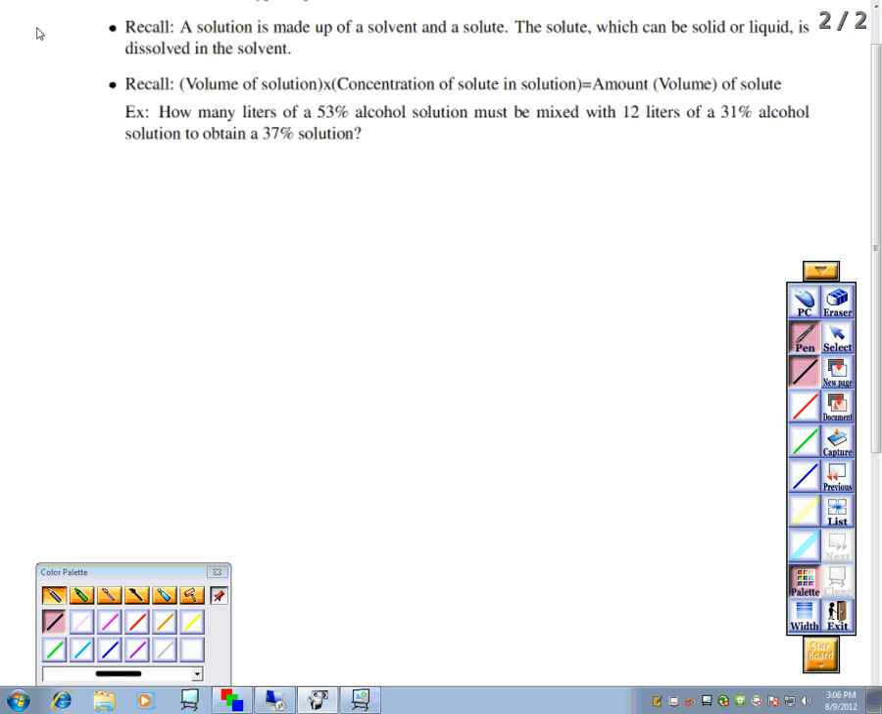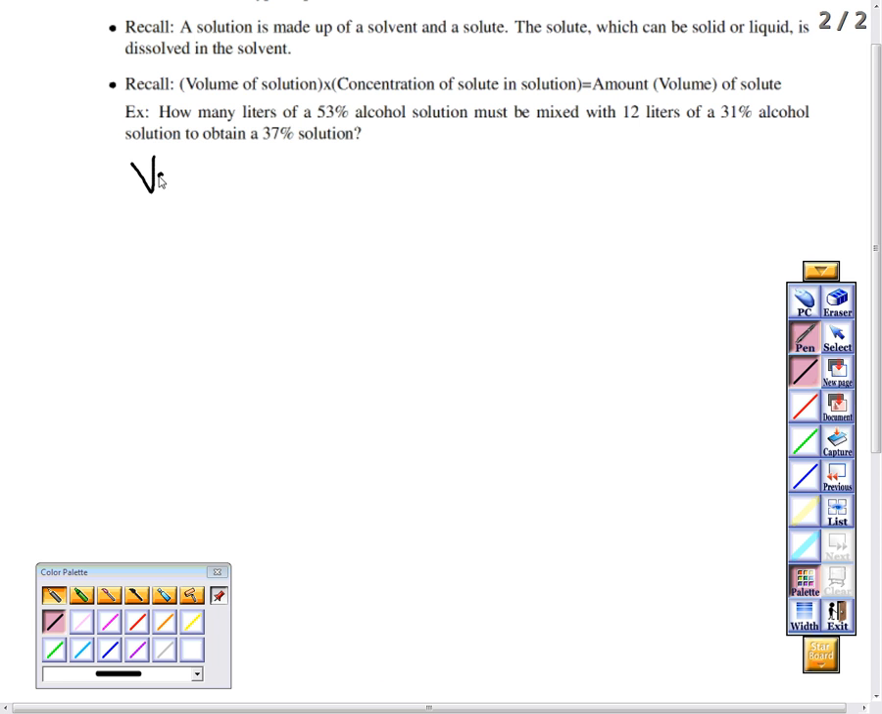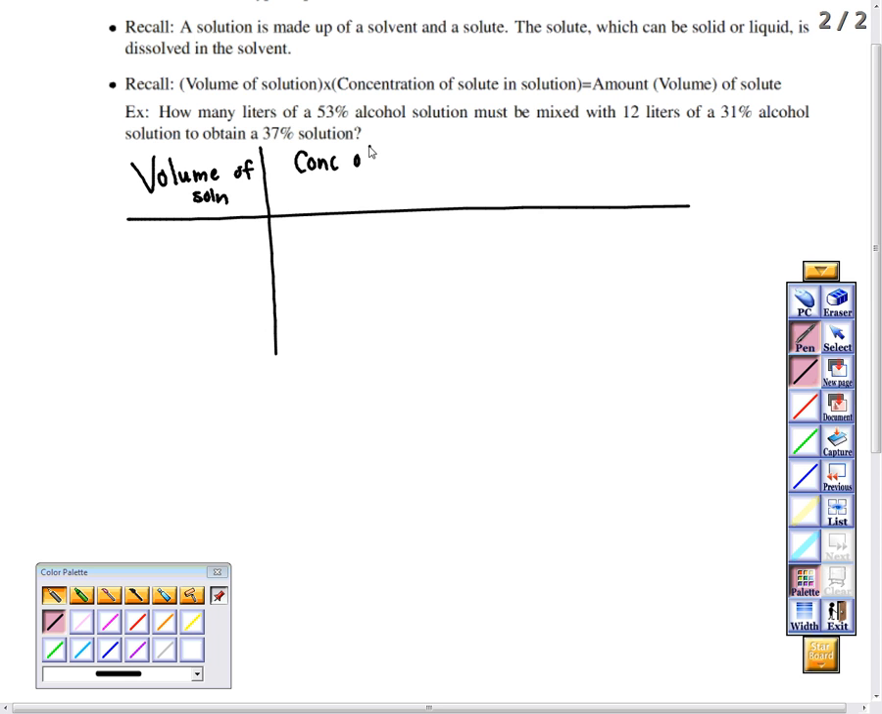So let's do an example. How many liters of a 53% alcohol solution must be mixed with 12 liters of a 31% alcohol solution to obtain a 37% solution? We're going to make a little chart. You can do this without a chart, and I'll show you that in a little bit. Volume of the solution times the concentration. In this case, it'll be of alcohol in our solution, and this will be the amount of alcohol, which is, again, a volume.